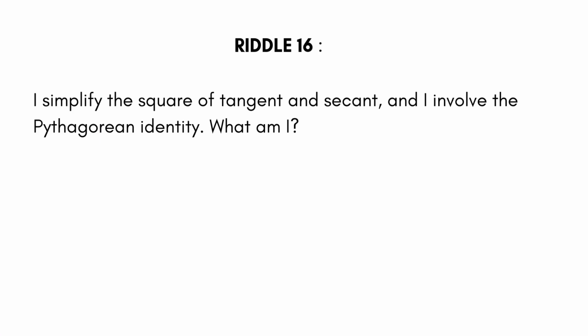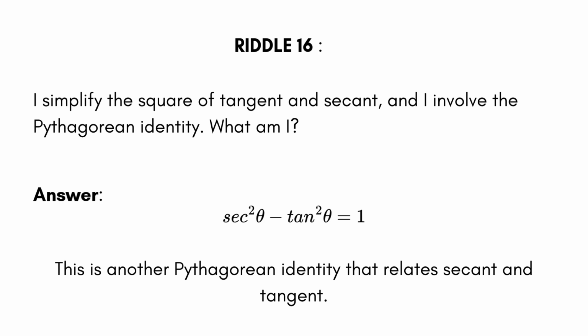Riddle 16. I simplify the square of tangent and secant, and I involve the Pythagorean identity. What am I? Answer. Secant square theta minus tan square theta is equal to 1. This is another Pythagorean identity that relates secant and tangent.